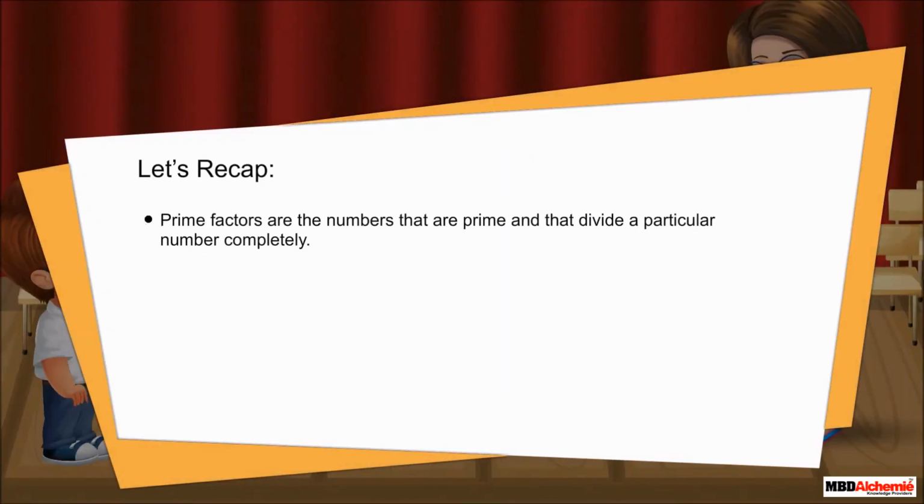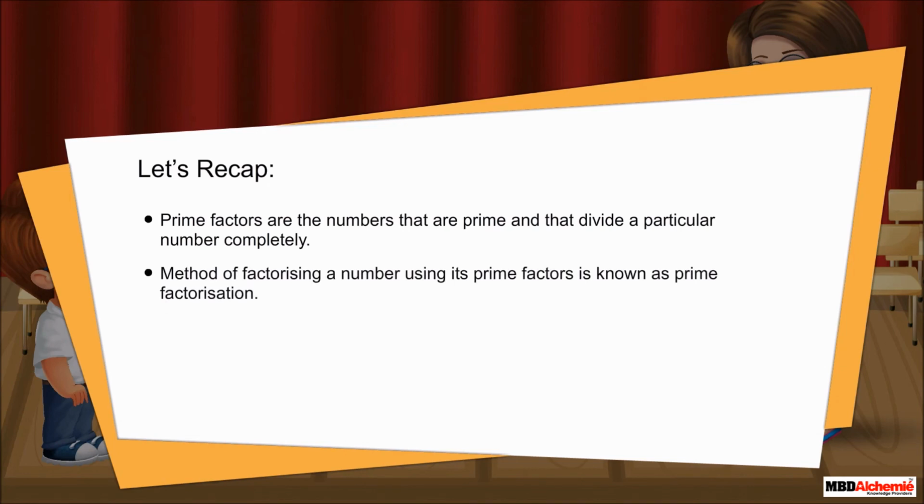Let's recap. Prime factors are the numbers that are prime and that divide a particular number completely. Method of factorizing a number using its prime factors is known as prime factorization. Prime factorization of 24 is 2 into 2 into 2 into 3.